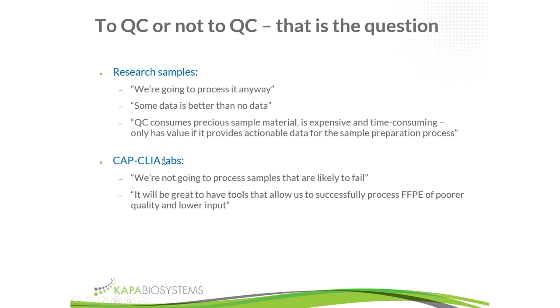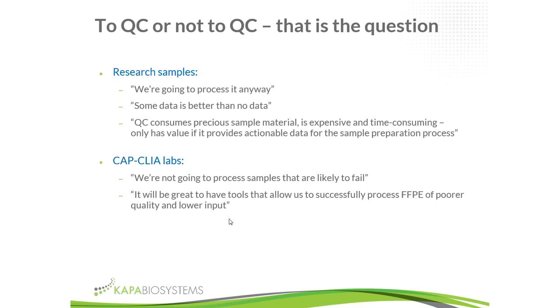On the other end of the spectrum are the CAP-CLIA labs, or the clinical sequencing labs. In this case, samples are processed, somebody ends up paying for it, and in general there's a much higher level of caution, so typically samples won't be processed if they're likely to fail, and so these labs are more amenable to doing upfront QC. And some of the feedback there is it's great to have tools to allow us to process poorer quality FFPE or FFPE from lower input samples.